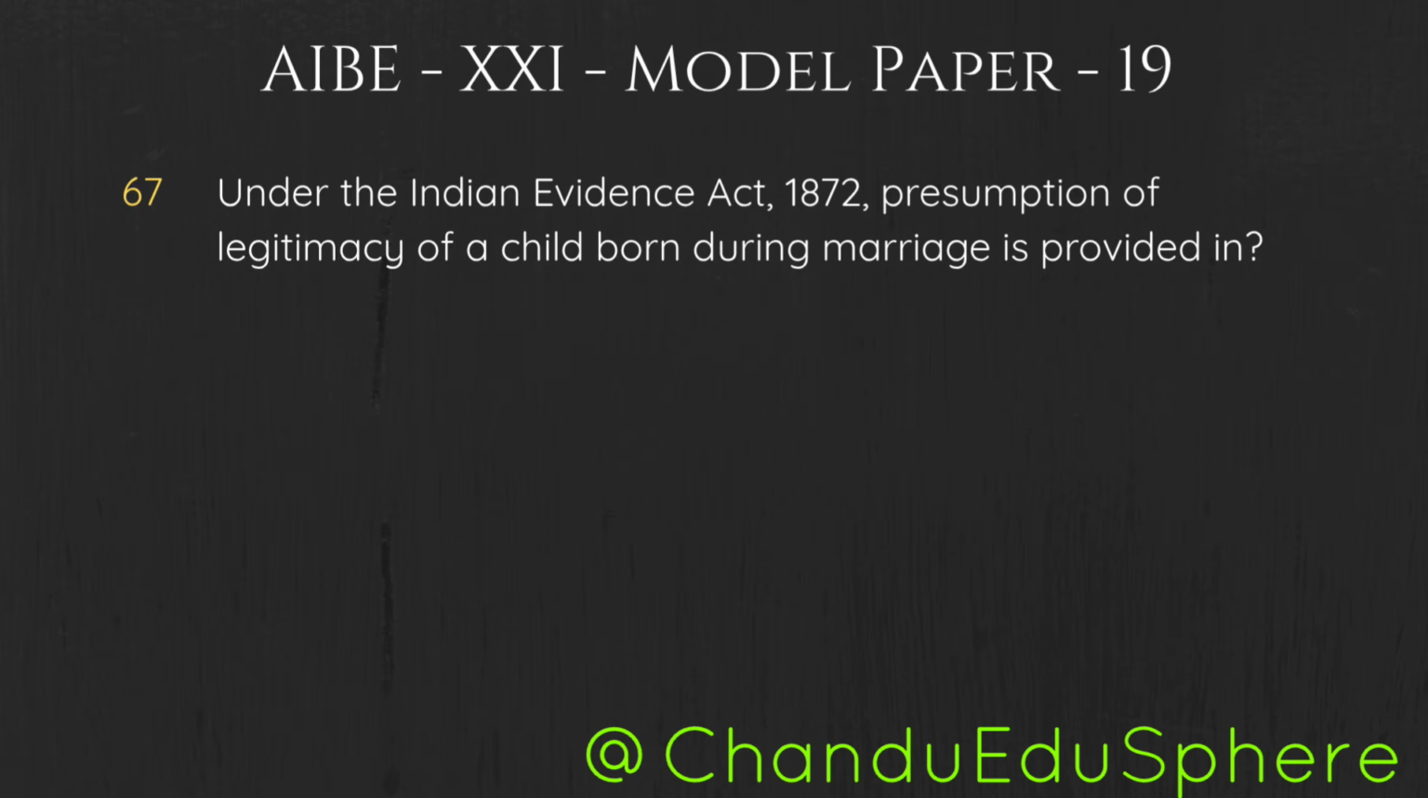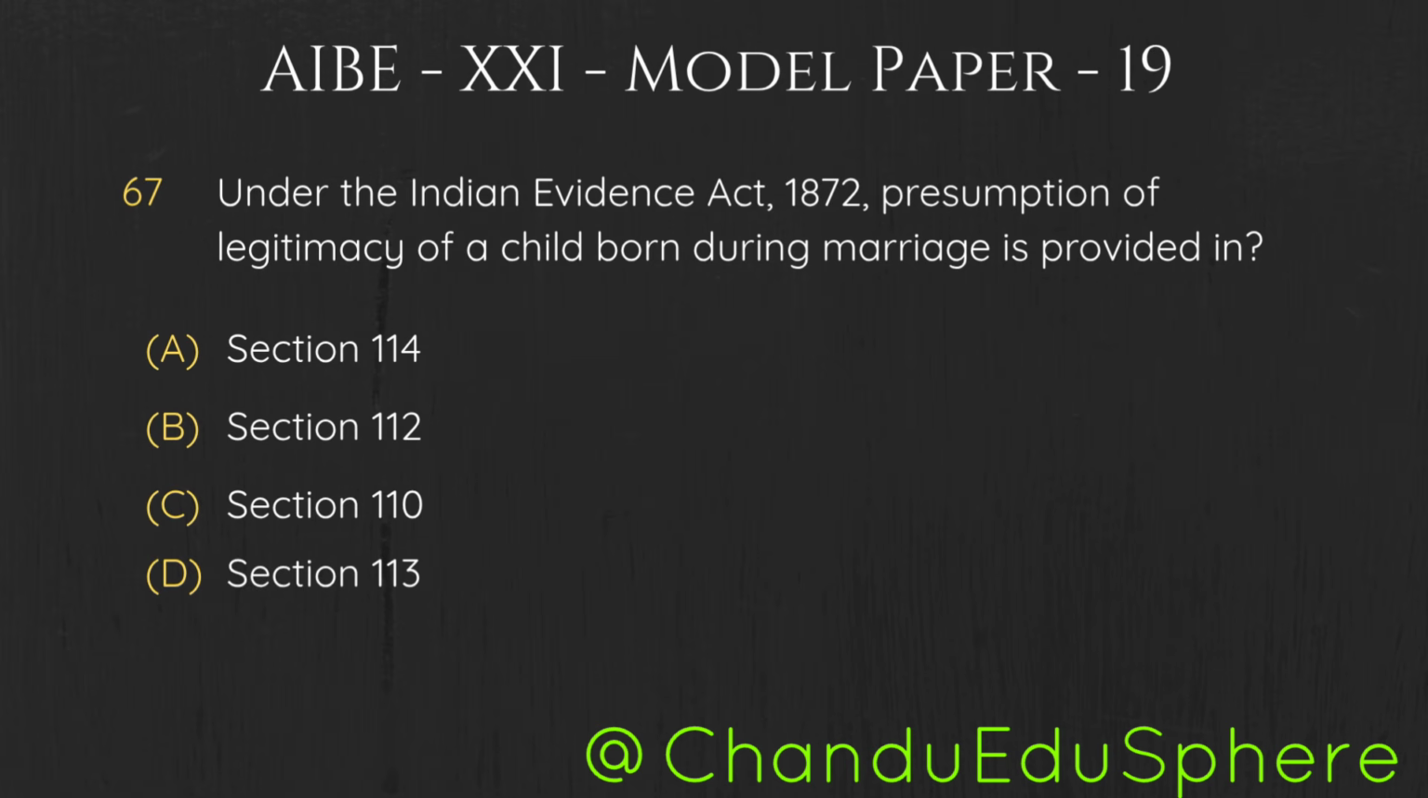Under the Indian Evidence Act 1872, presumption of legitimacy of a child born during marriage is provided in Section 112 of the Indian Evidence Act 1872. It raises a strong presumption of legitimacy in favor of a child born during the continuance of a valid marriage between his mother and any man, rebuttable only by proof of non-access.